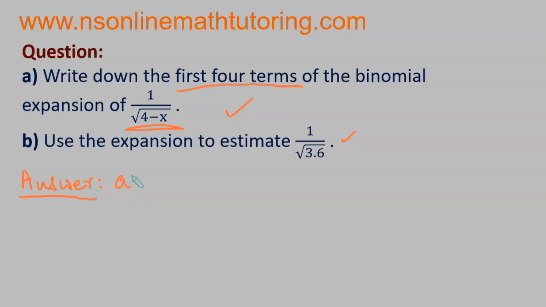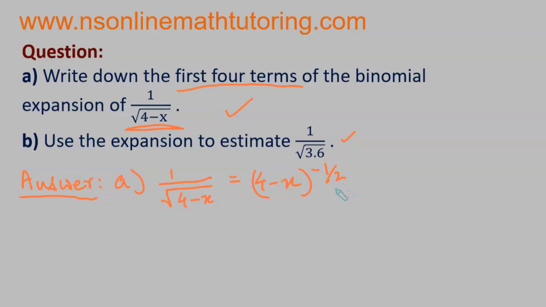The first subpart A, it is 1 over under root 4 minus x. This can be written as, if changed to indices, the root will be half. So it will be 4 minus x raised to the power of negative half. Okay? Because for binomial expansions we need the power, not the surd form. Okay? So it is 4 minus x raised to the power of negative half.